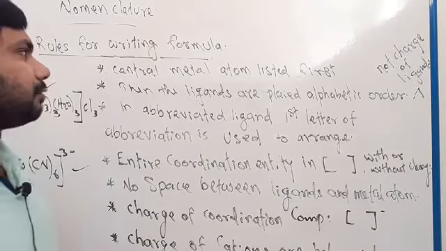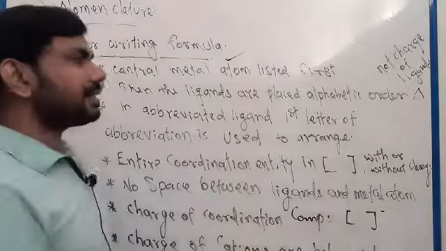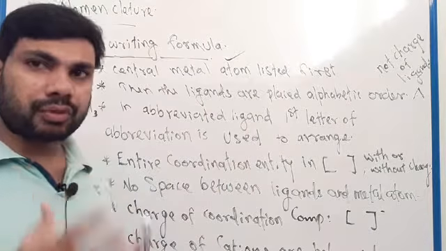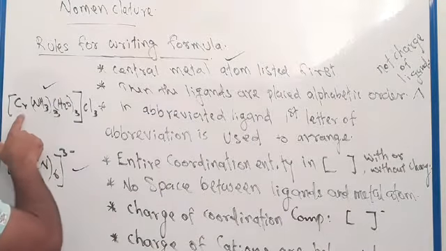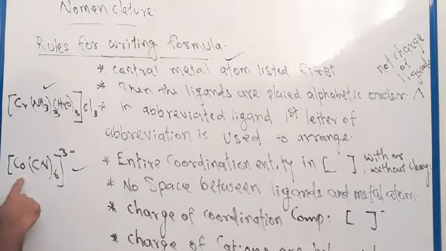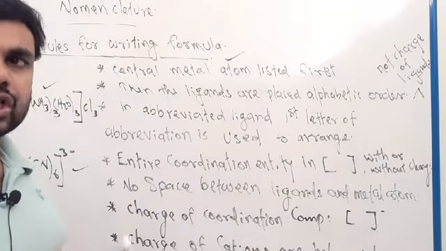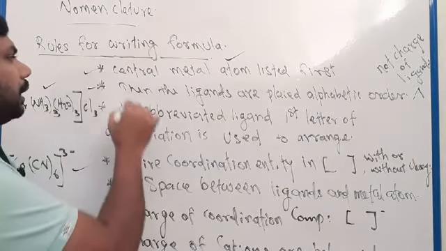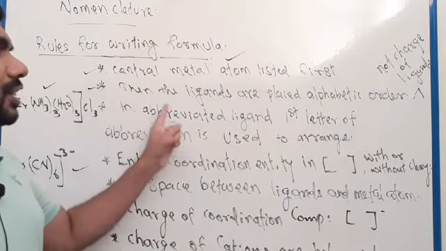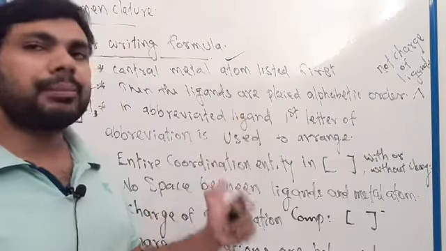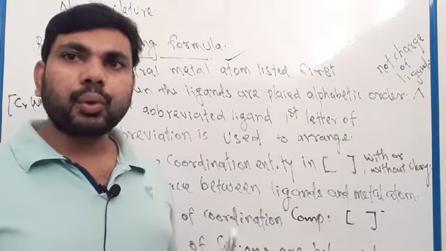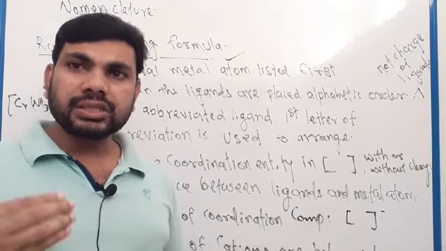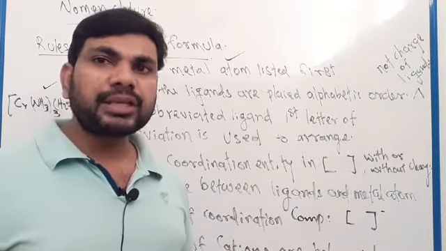Okay, first one, we have to write the central metal atom. Central metal atom listed first. Here chromium first, here cobalt first. And the second one, we have to arrange ligands according to their alphabetic order. Sometimes a coordination compound contains more than one ligand, so you have to arrange these ligands according to their alphabetic order.